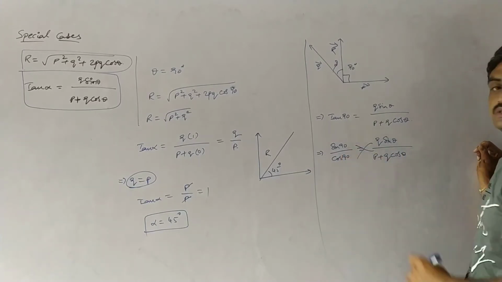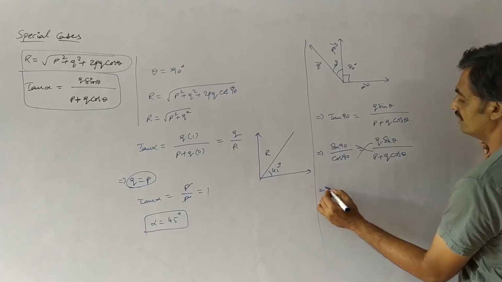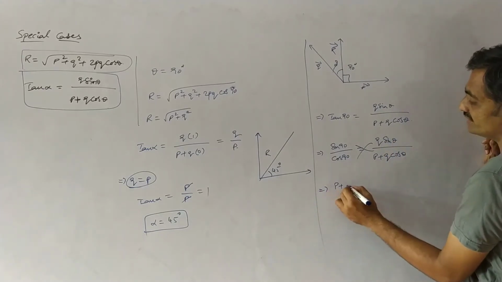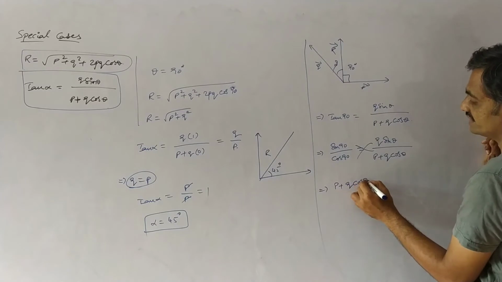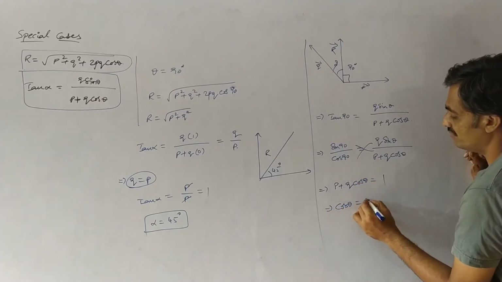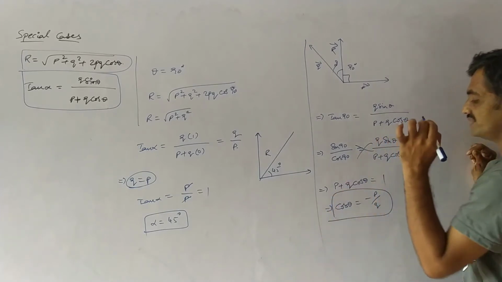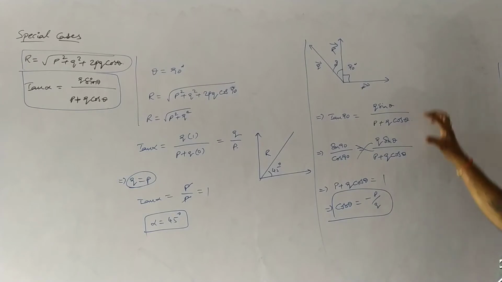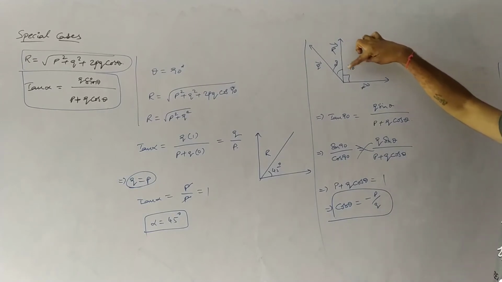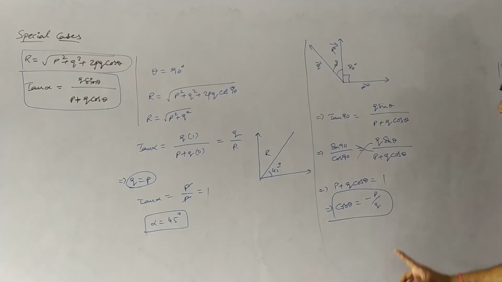When we cross multiply this equation, we know that cos 90 is 0, 0 into something is 0. So we have 1 into (p plus q cos theta) equals 0. From this equation we have cos theta equals minus p by q. So the angle between the two vectors is given by cos theta equals minus p by q.